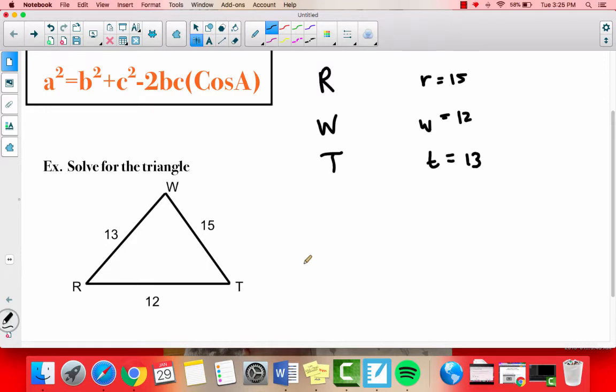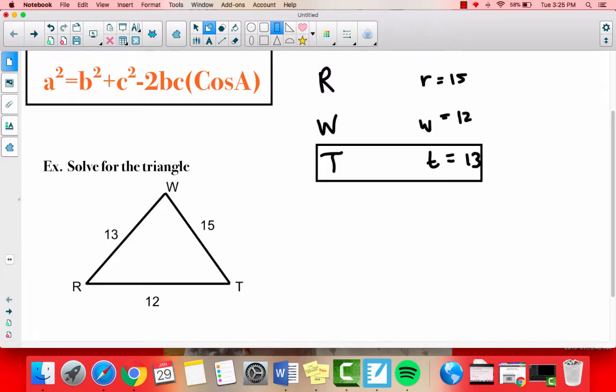If you remember from the law of sines, the goal is to look for one entire row of information, but obviously here we don't have any angle measures, so we're not going to have an entire row of information, which means we have to use the law of cosines. And in this case, really what you have to do is just pick what you want to solve for first. I'm going to go ahead and start off by solving for angle T.